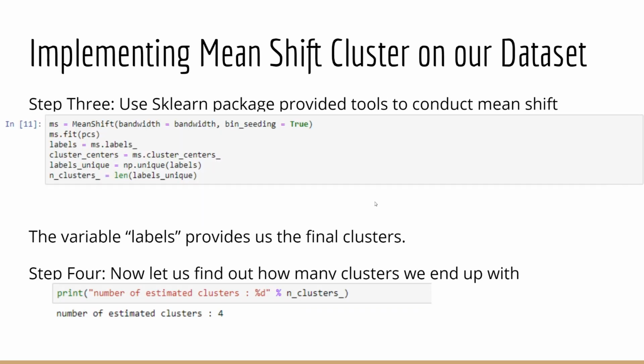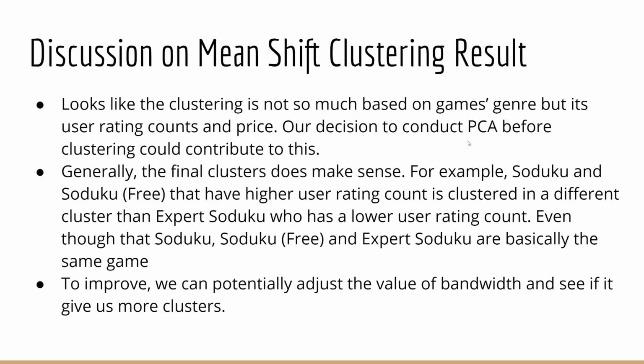Then we'll use the sklearn package's tools to conduct mean shift. After we conduct mean shift clustering on our data set, we find out that there are four clusters. Then we'll visualize it. As you can see, this 3D graph is the visualized version of our clusters. There are four distinct clusters. After manual inspection of each cluster, we found out that the games are clustered not so much based on their genre, but based on user rating count and price.